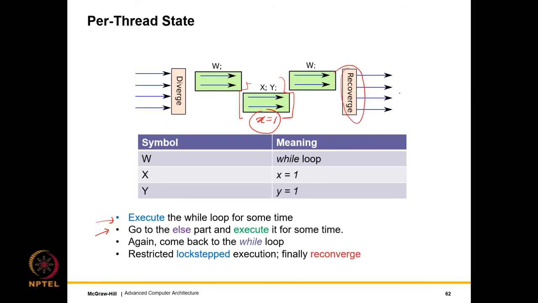of reconvergence over here. So what you are basically seeing is that we are again coming back to the while loop after executing the else part. So this was the if part, this was the else part, and this was the if part for the second time. So we're again coming back to the if part. So this is an example of restricted lockstep execution where we are not really letting the threads diverge or go their own way.